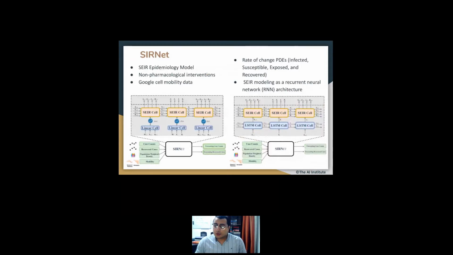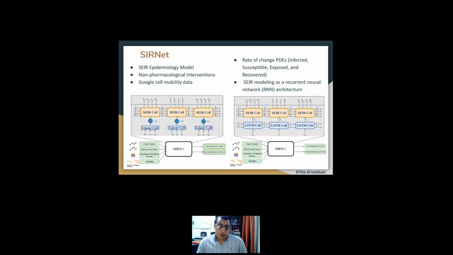Diving a little bit deeper into the recurrent neural networks, here with a model, SeerNet. SeerNet is based on the partial differential equation model, the SEIR epidemiology model, which is used to model the spread or the propagation of the virus and what kind of interventions can be taken to flatten the curve. So these models are based on partial differential equations, meaning they are tracking the rate of change of the observable states with respect to time.